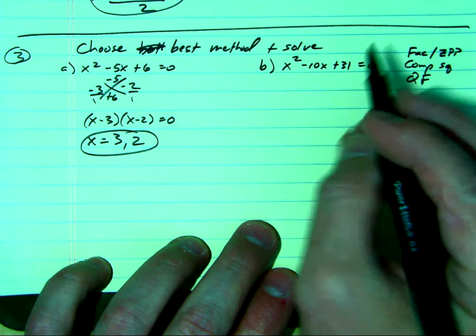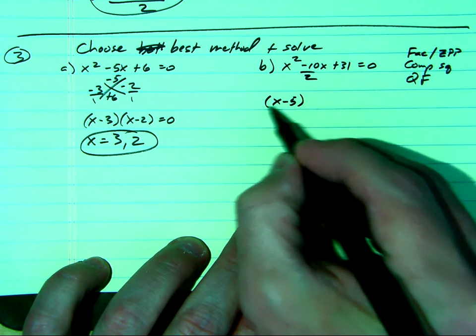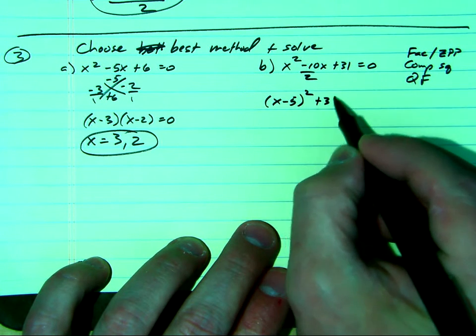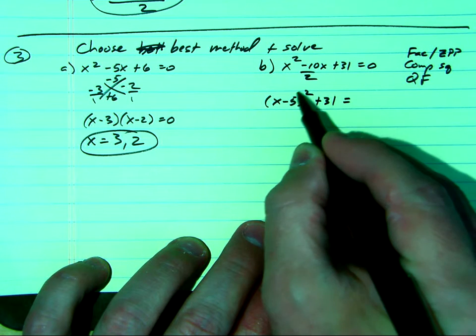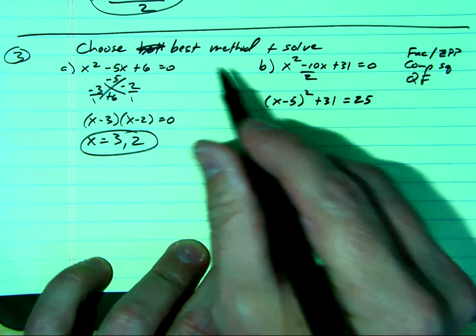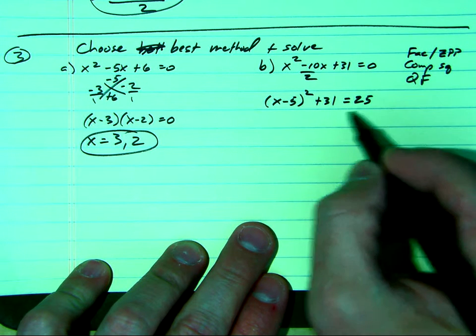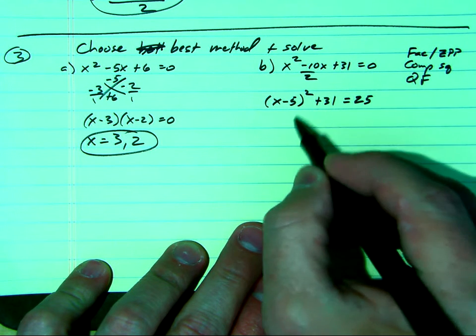Okay, so we split it, square it, add it. We got x minus 5, quantity squared, plus 31. What are we adding to the right side of the equation? 25. Excellent. Now, because we're solving, if you were finding the vertex, you just subtract the 25 from right there and you'd find h and k.